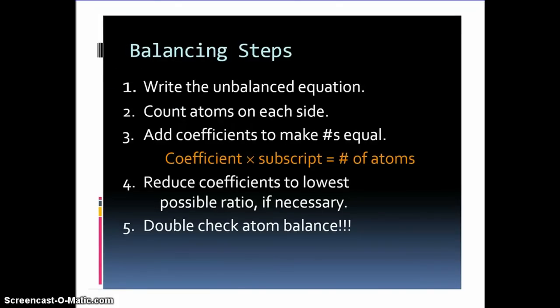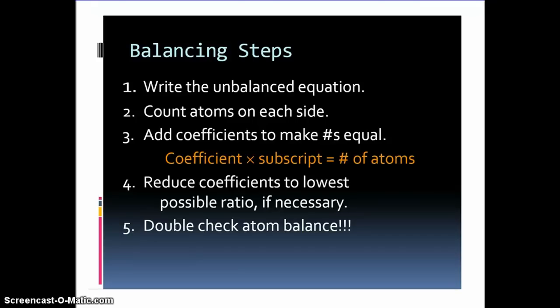All right, there are steps to balancing an equation. We're going to go through some of them real quick, just to give you an idea. First, you want to have an actual unbalanced equation to look at, one that you can visually see, so you don't have to think back or refer back to something else. Second, you want to count the atoms on each side. You're going to count all the carbon atoms, all the hydrogens, whatever you have. Then you're going to add coefficients, which are big numbers in front, to make the number of atoms on each side equal. And remember that a coefficient times a subscript is going to tell us our number of atoms.